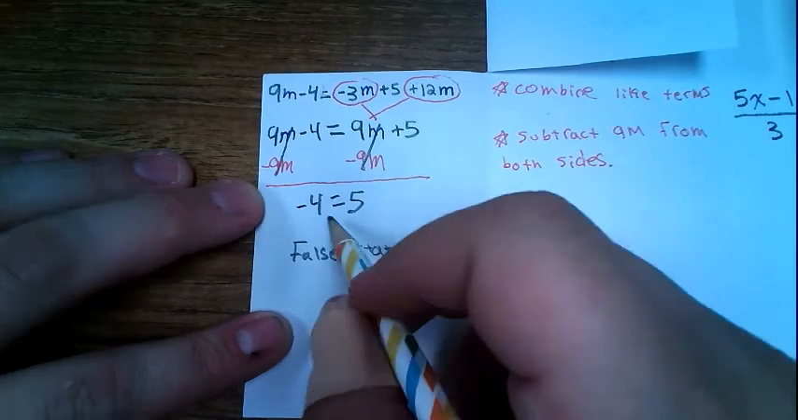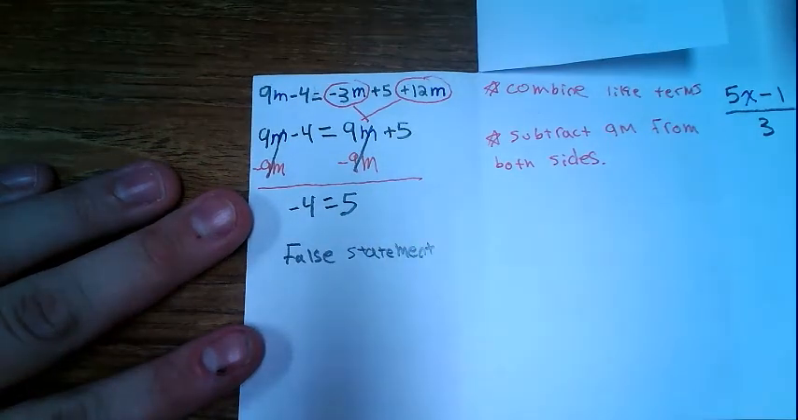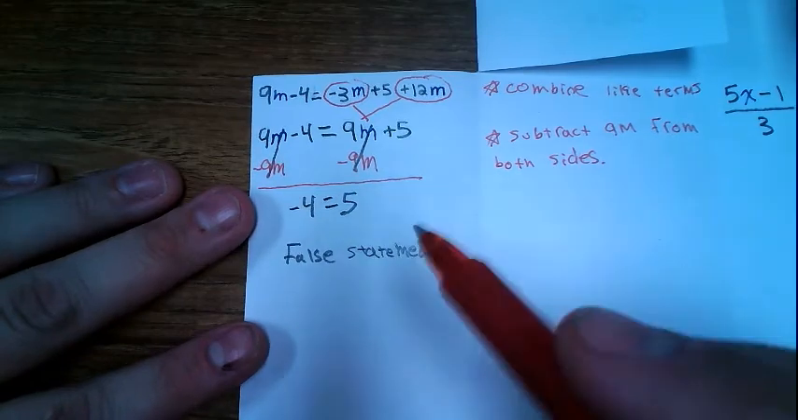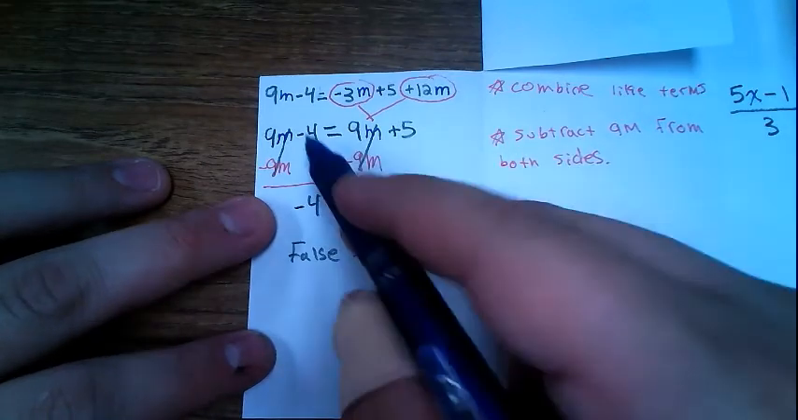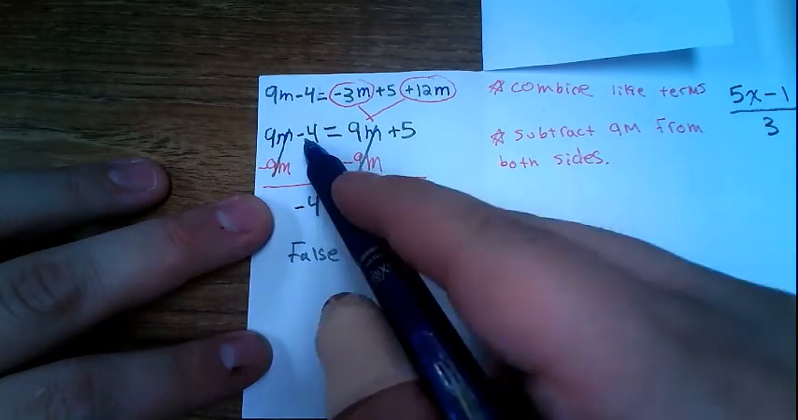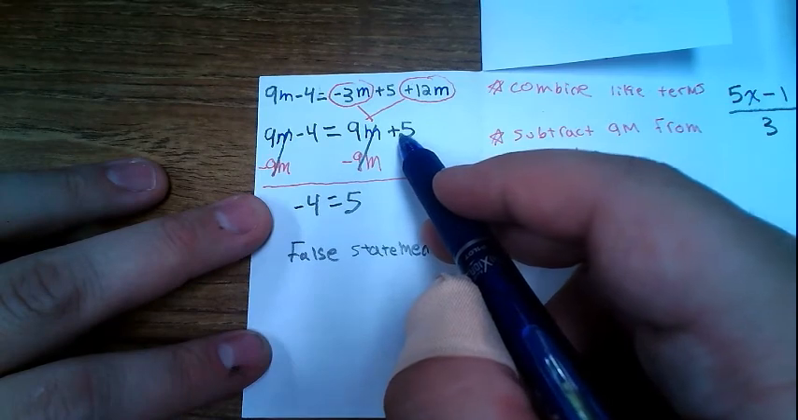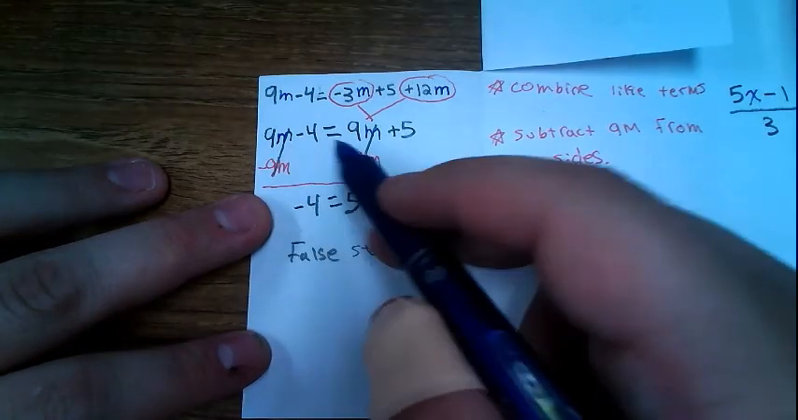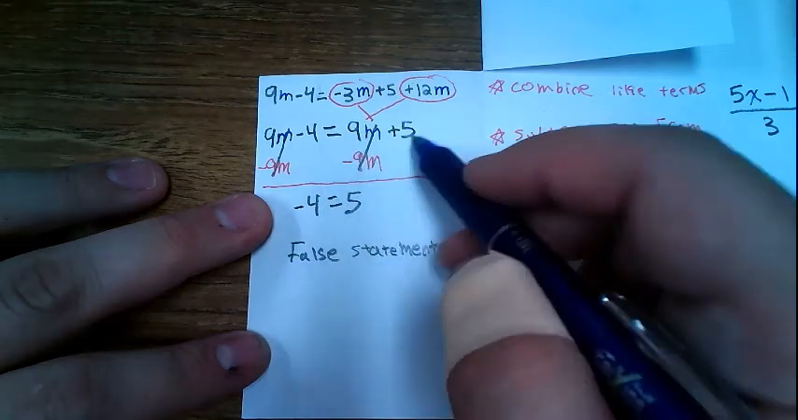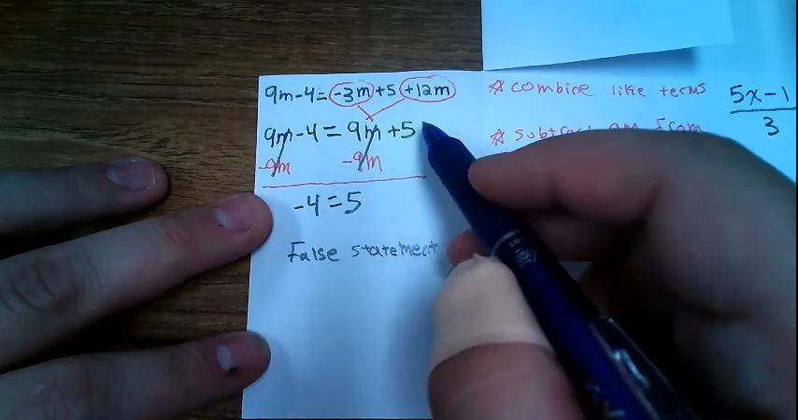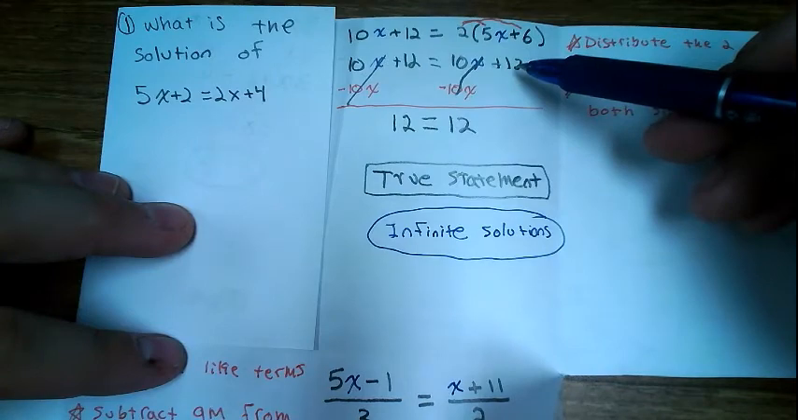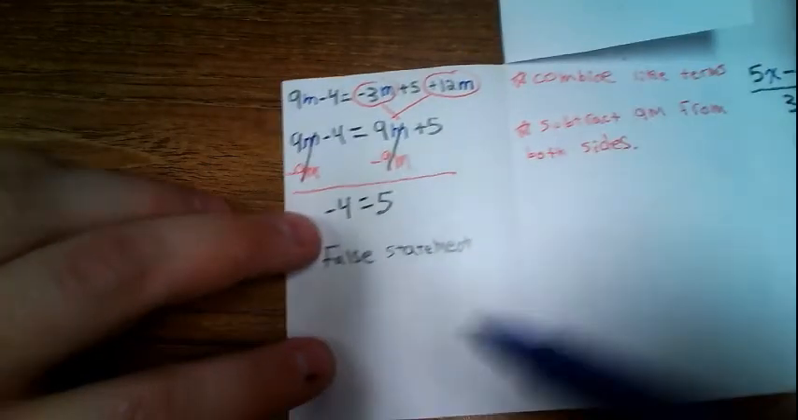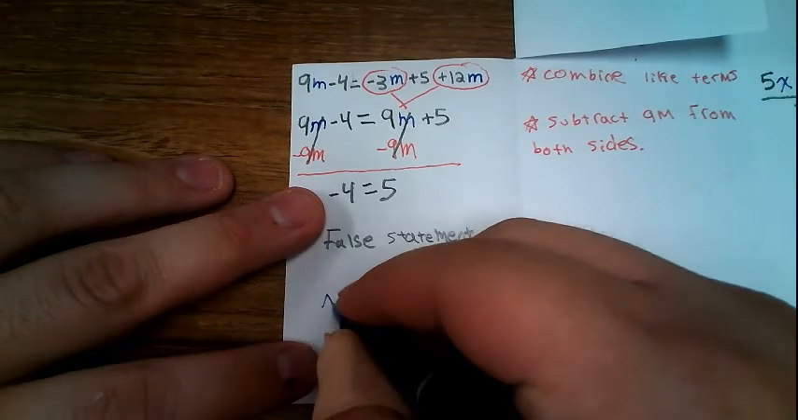Because it's not balanced once we get rid of the variables. And in fact, there's no value for m that we could use that would make it balanced, because this is negative 4 and this is 5. If I add 9 anythings to both sides, it's still going to be a difference, because this is negative 4 and this is 5, which is unlike this one, because this was 12 and that was also 12. So when you get it down to a false statement, that means that there are no solutions.